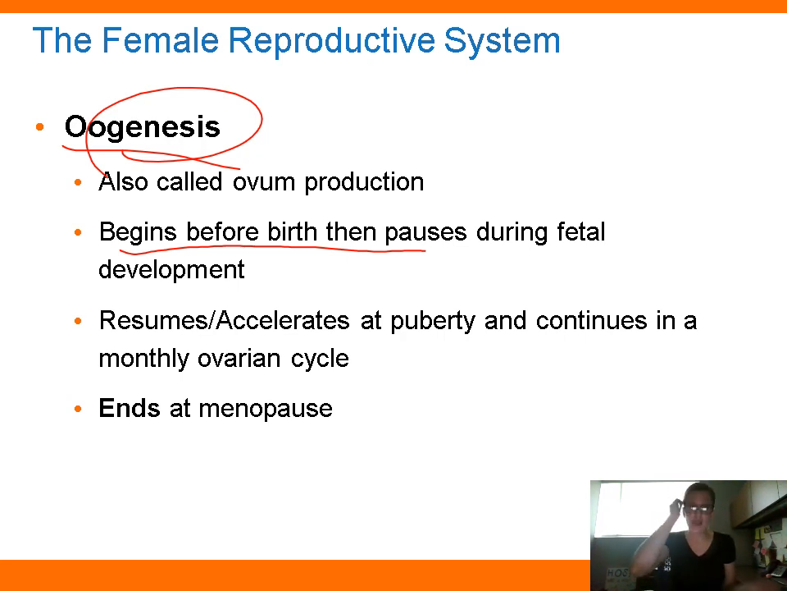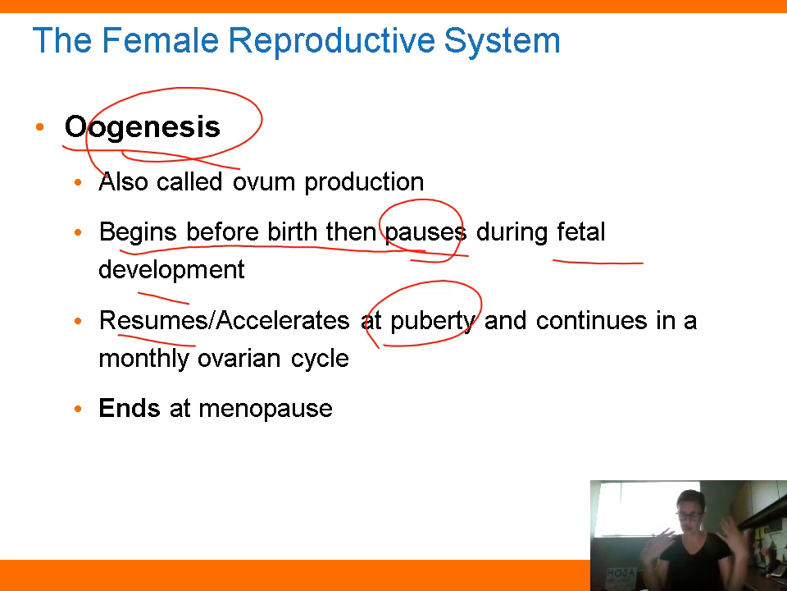Which is very interesting. So production of eggs, oogenesis, begins before birth in the fetus, and then it pauses during fetal development. So all of the eggs start being made, and then in the fetus, in the womb, they stop, and then the baby is born with all of the eggs kind of halfway made. Then nothing happens for a while, and the production of these eggs resumes again at puberty. So when the girl hits puberty, her menstrual cycle starts, that kind of kickstarts the production of eggs. And what happens is every month, one egg will finish being made. One of those eggs will finish that production that started a long time ago, and will be released. Then the next month, another egg will finish being produced and will be released.